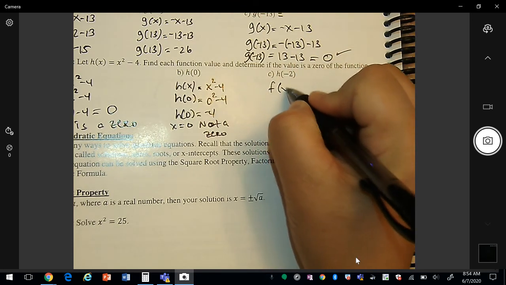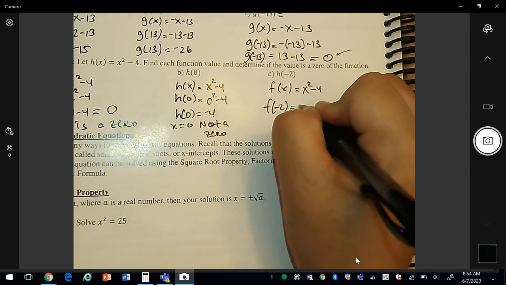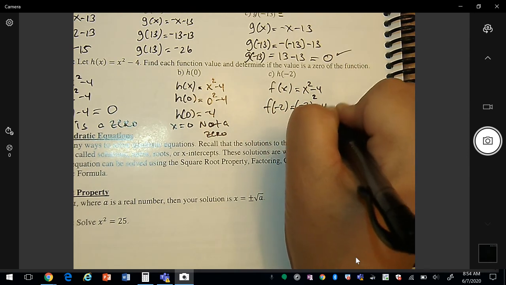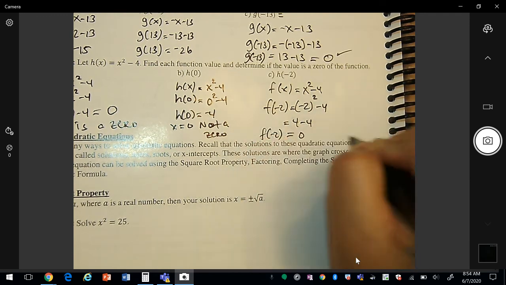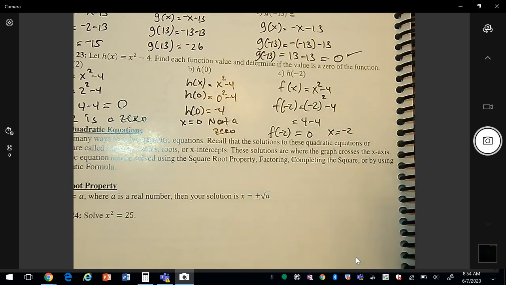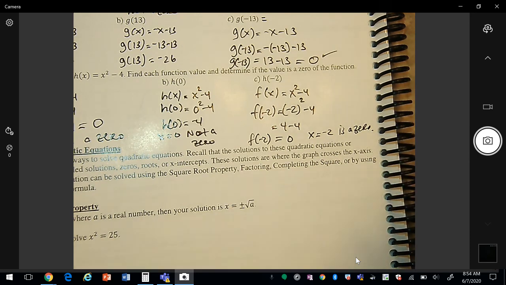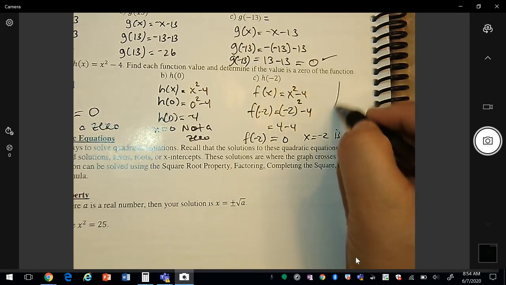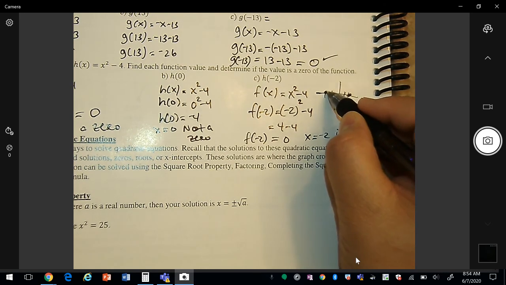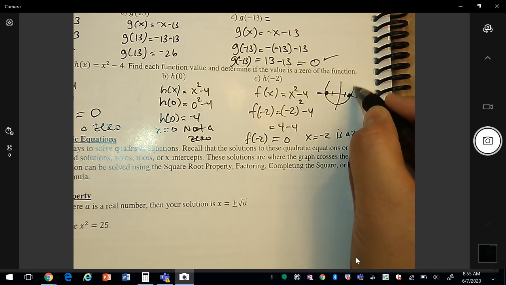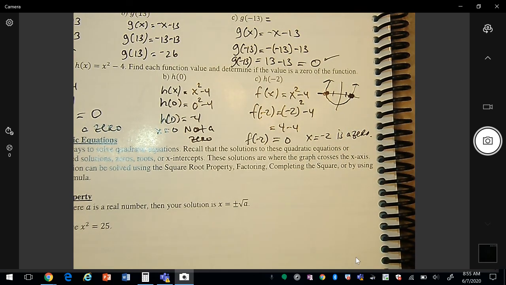-2. Negative 2 squared minus 4. 4 minus 4, which is going to be 0. So at x equals negative 2, then this is a 0. So again, all that means is if we were to graph this function, at x equals 2 and x equals negative 2, the graph would cross this x-axis at those 2 points.